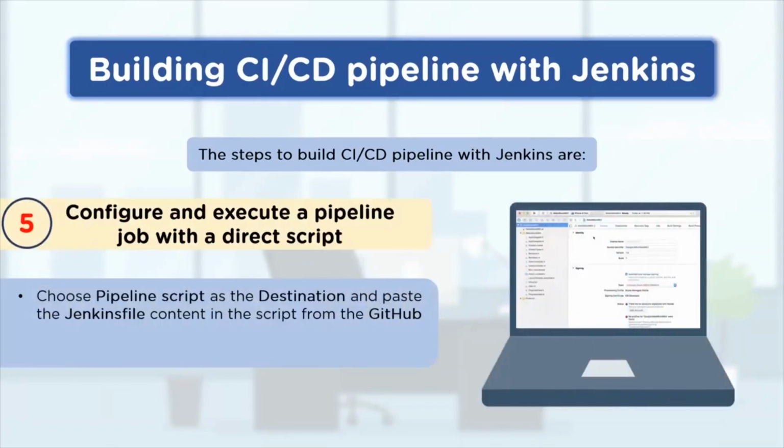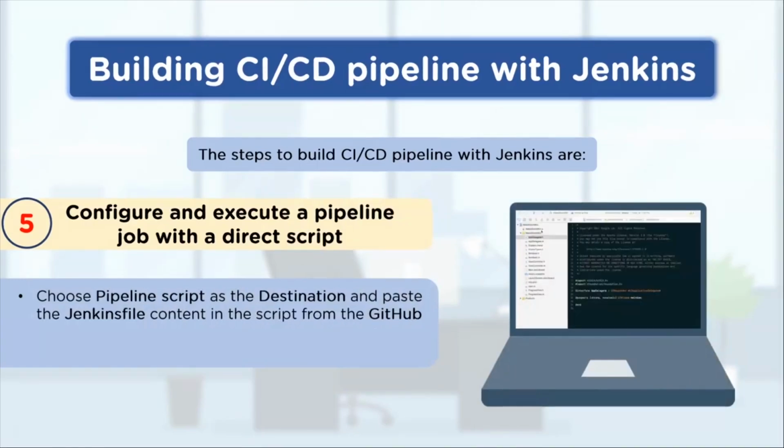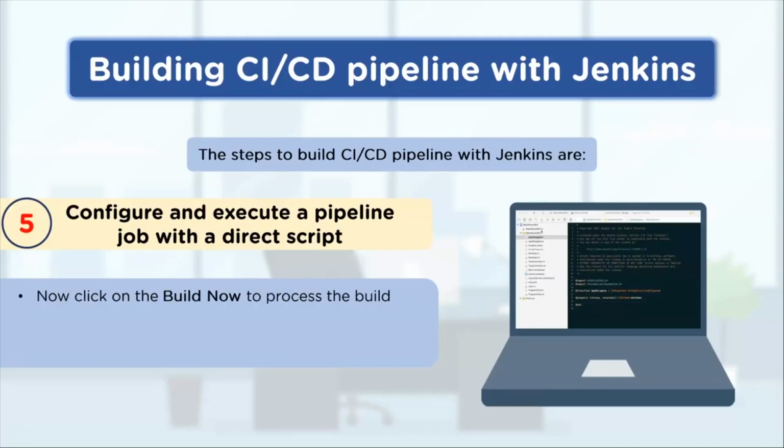Next, we can configure and execute a pipeline job with the direct script. Once the pipeline is selected, you can put the Jenkinsfile into your GitHub link. You may already have a GitHub link where the Jenkinsfile is, so you can make use of that. Once you process the GitHub link and the processing is done, you can save and keep the changes, and it will be picking up the pipelines.